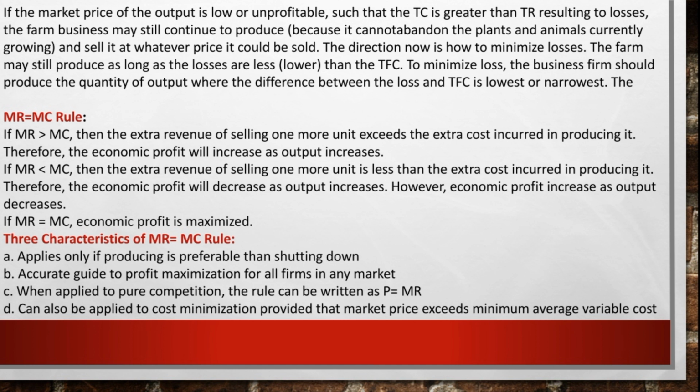The characteristics of the MR equals MC rule. A. Applies only if producing is preferable to shutting down. B. Accurate guide to profit maximization for all firms in any market. C. When applied to pure competition, the rule can be written as P equals MR. And lastly, D. It can also be applied to cost minimization, provided that market price exceeds minimum average variable cost.